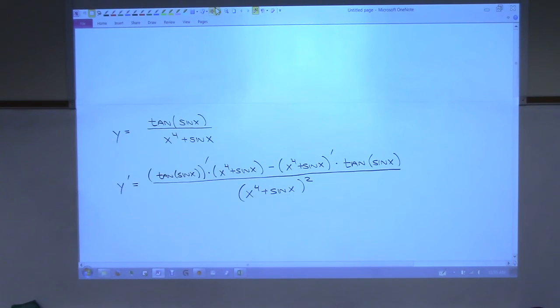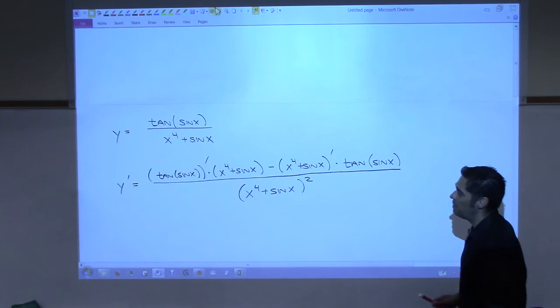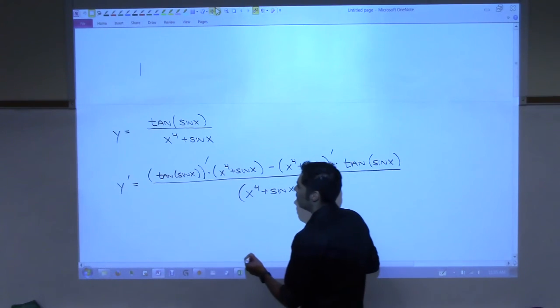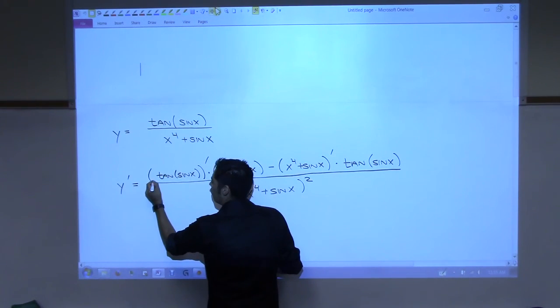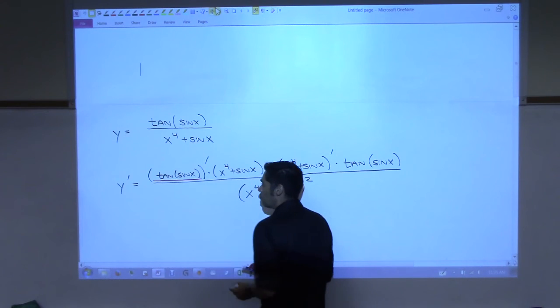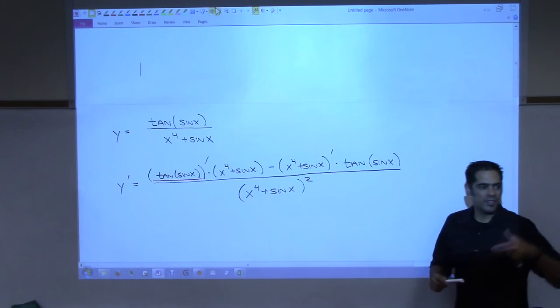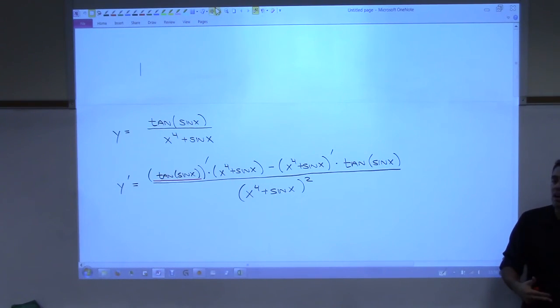Do you all at least agree with what I've written down? I mean, that is the quotient rule. I haven't actually taken any derivatives, though. So let's look at the pieces I have to take the derivative of. Let's do this one. What is going on in here? Is that product rule? That's chain rule. It's tangent of sine of x.